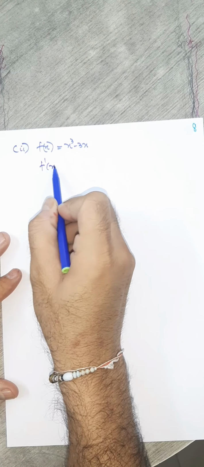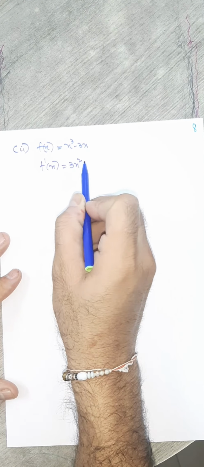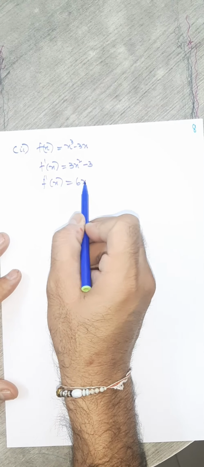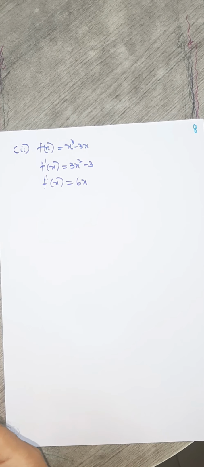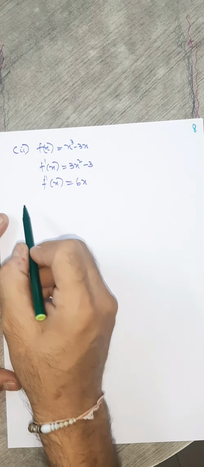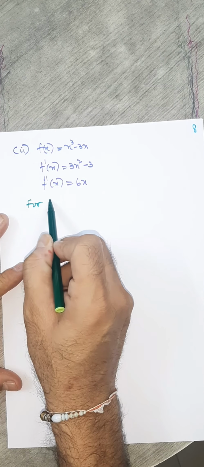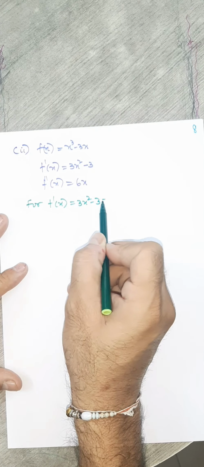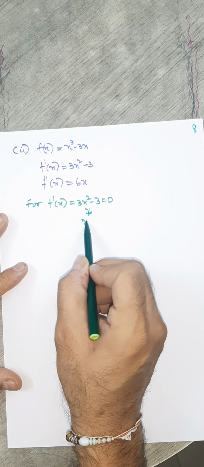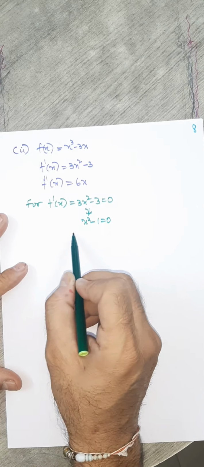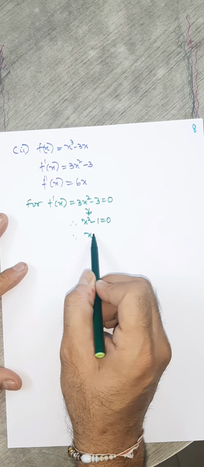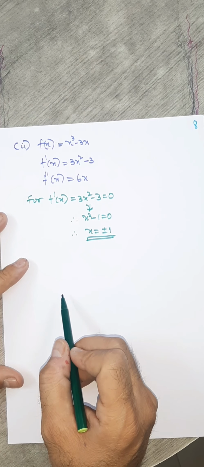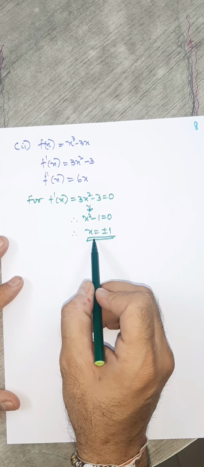What is the first task? Differentiate it twice. For local values, this is what you need to do. f double dash will be 6x. Here you see the double derivative depends upon x. Now for f dash x equals 3x square minus 3 equals 0, it implies x square minus 1 equals 0, and therefore we get x equals plus or minus 1.